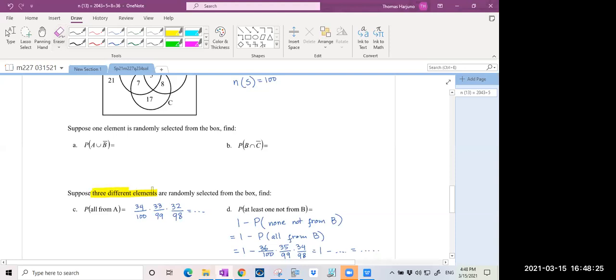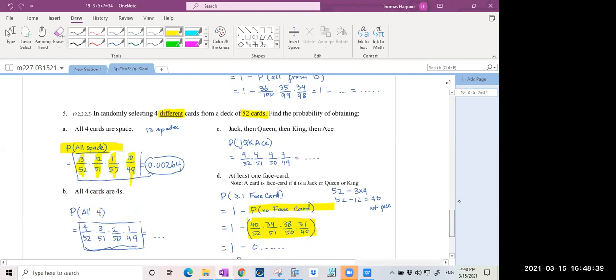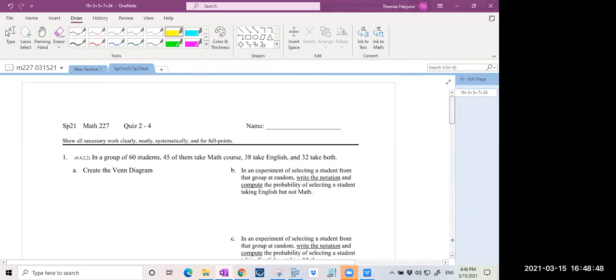Compound event, because you select one element at a time. You just do it many times. In this case, you do it 3 times like that. The reason I put this question last is that compared to the previous page, this is on the hard side.